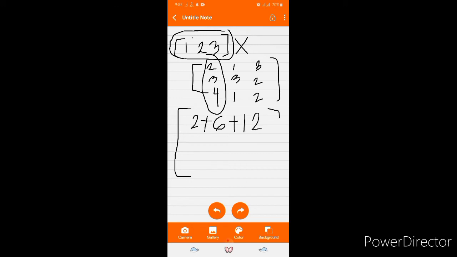Be like that. Then multiply this again, and this for the second row. So 1 times 1 is equal to 1, plus 3 times 2 is equal to 6, plus 3 times 1 is equal to 3.